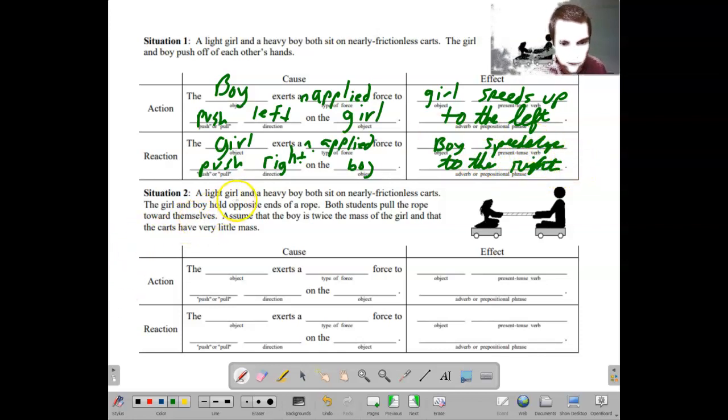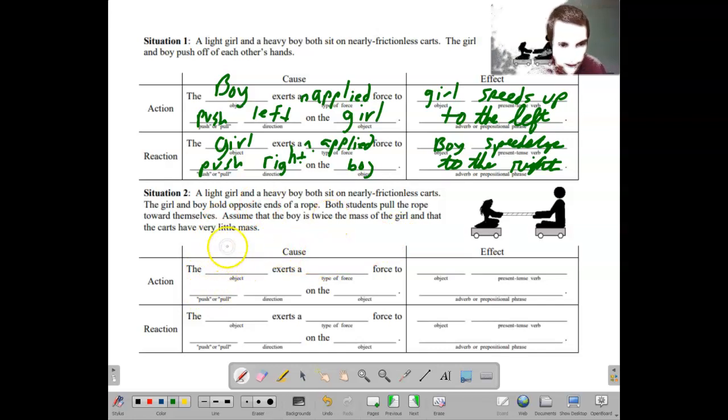Alright, next we have a light girl and a heavy boy. Both sit on nearly frictionless carts. The girl and boy hold opposite ends of a rope. Both students pull the rope towards themselves. Assume the boy is twice the mass of the girl and that the carts have very little mass.